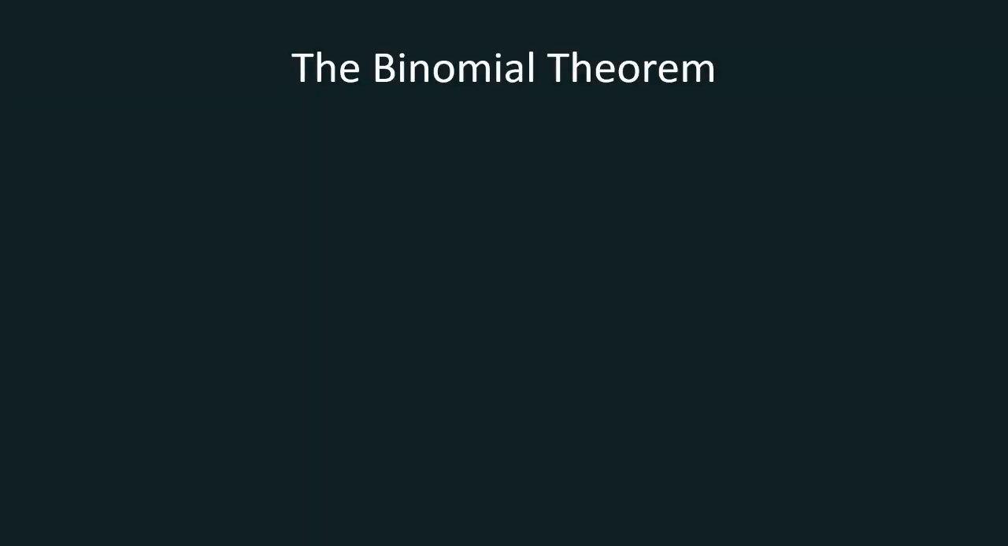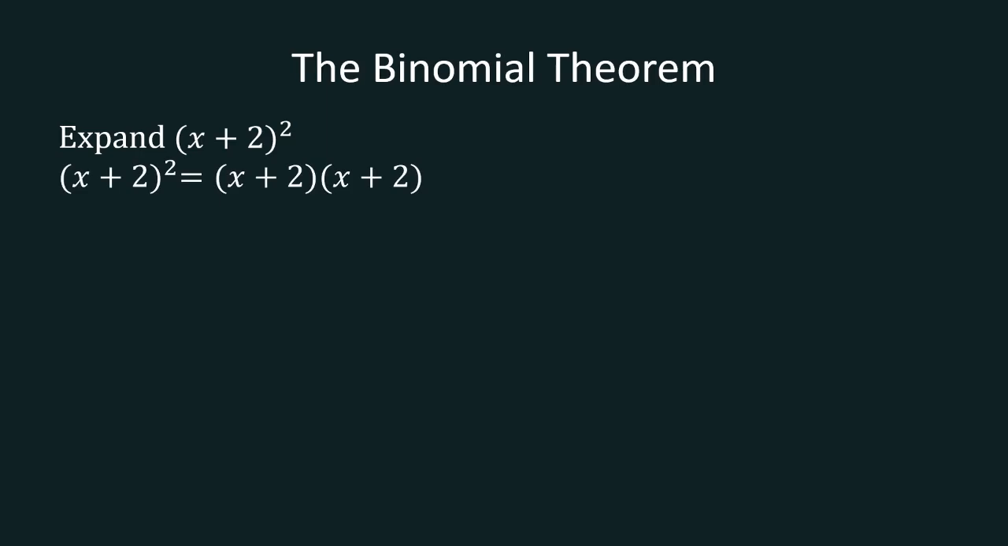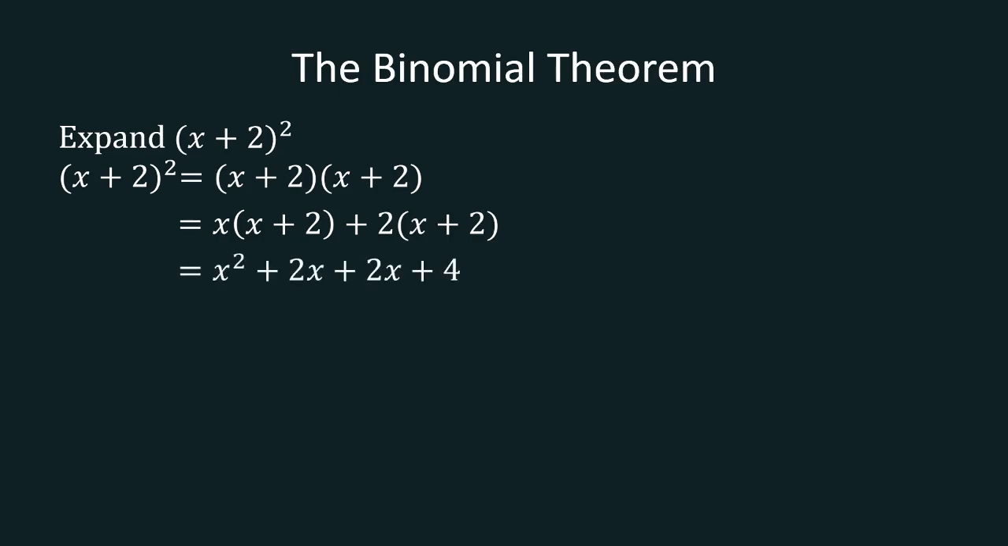Do you remember how to expand x plus 2 all squared? I'm sure you do. x plus 2 all squared means x plus 2 times x plus 2. Now to expand this, you multiply the first term in the first bracket, which is x, by our whole second bracket, which is x plus 2. Then you multiply the second term in the first bracket, which is 2, by our second bracket, which is x plus 2. Now x times x gives us x squared, x times 2 gives us 2x.